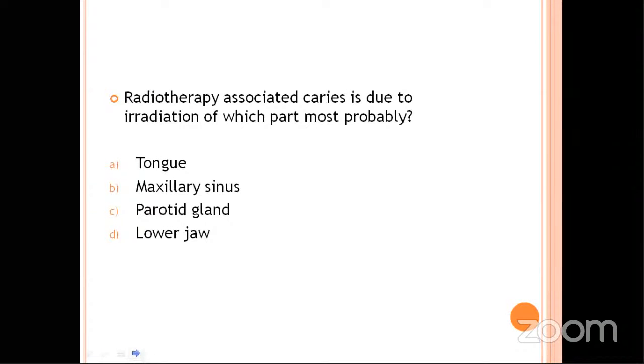Radiotherapy associated caries is due to irradiation of which part? Most probably tongue, maxillary sinus, parotid gland, and the lower jaw. It doesn't affect the tongue or the maxillary sinus or the lower jaw. It affects the parotid gland to cause the caries.